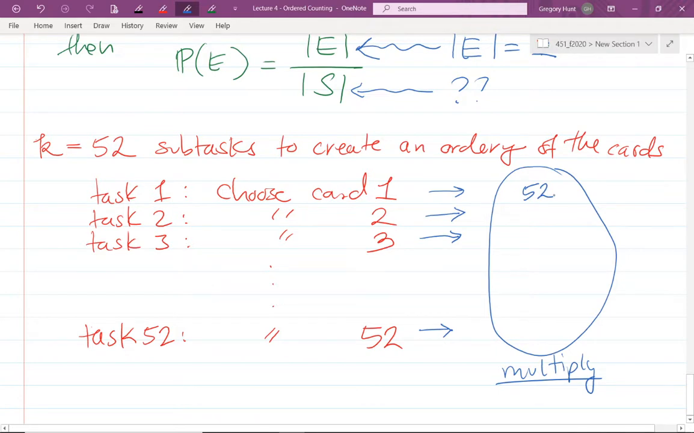Now, task 2, I'm going to choose my second card. But I don't have 52 choices because I've already put one card as the first and I can't repeat a card. So I'm only going to have 51 left. There's 51 cards that I haven't put in my ordering yet, so I can choose any of those. The third one, there are two cards already in there. I can't choose those cards again, so I'm going to choose from my remaining 50 cards. So there are 50 ways to choose my third one. And so forth and so forth.